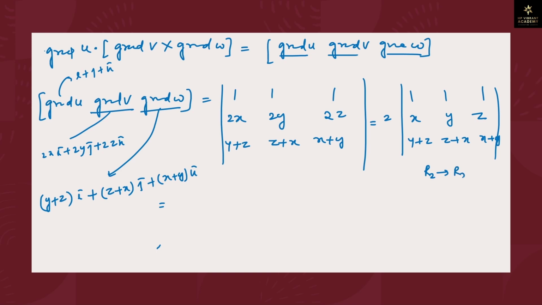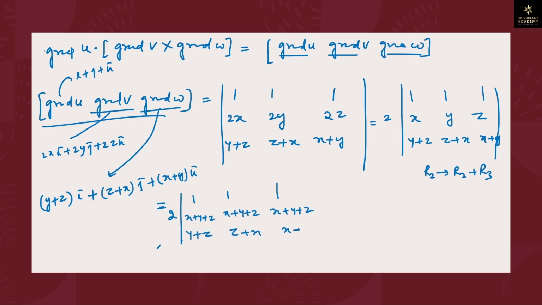R2 becomes R2 plus R3. So this whole expression is equal to 2 times of 1, 1 and 1. This is x plus y plus z, this is x plus y plus z, this is x plus y plus z. And this is y plus z, this is z plus x, and this is x plus y.